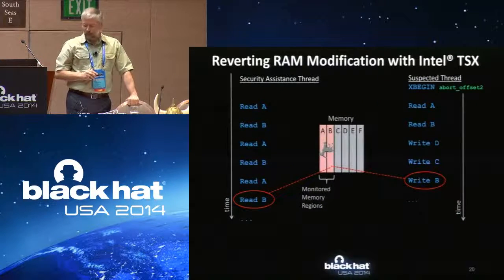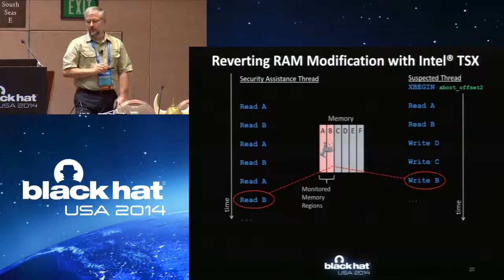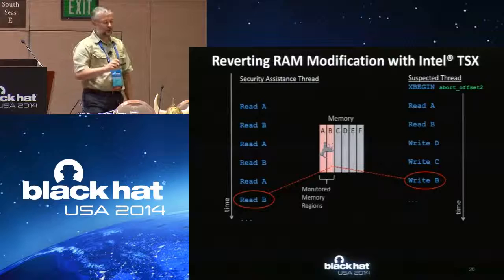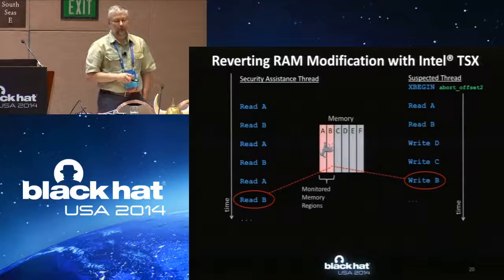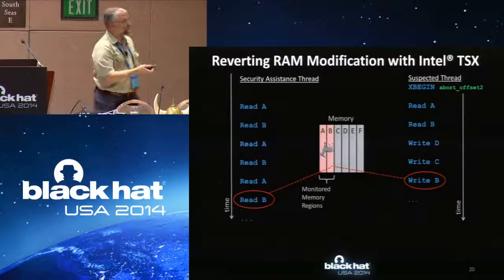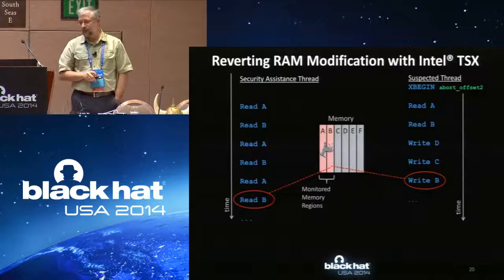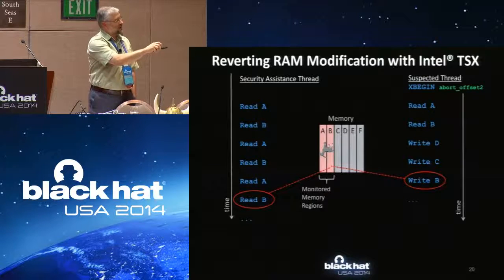We do a very similar script with the only difference that now we want to protect these two memory locations, A and B. So two cache lines, you see that spider goat in here, protecting them both. And that's the memory regions that we want to monitor. So our thread, the first one, security assistance thread, is constantly reading from these locations.